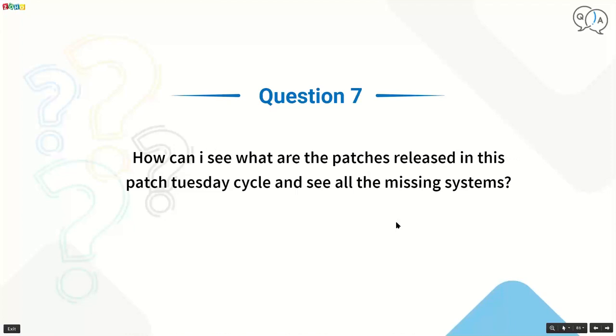How can I see what are the patches released in this Patch Tuesday cycle and see all the missing systems? As explained before, navigating to patches and applying the filters based on the release date for whatever patches released after Patch Tuesday of January will list out the list of patches along with the list of machines where they are missing. So from there, you can proceed to identify the list of patches and the list of target machines you need to create a task to.